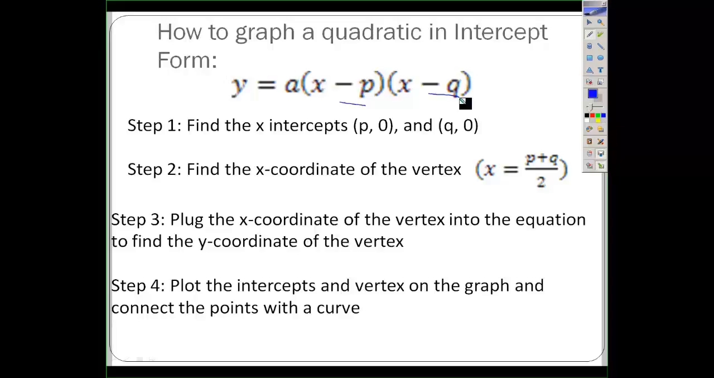The x-coordinate of the vertex will be halfway in between those points. So you can either add p and q and divide by 2, or you can just count the spaces and meet in the middle. That'll be where the x-coordinate of your vertex will lie. Once you have the x-coordinate of your vertex, you're going to plug it in the equation to find the y-coordinate of your vertex. Once you have your vertex and your two points, you can connect the dots, draw your axis of symmetry, label the max and min, and do all that from there.